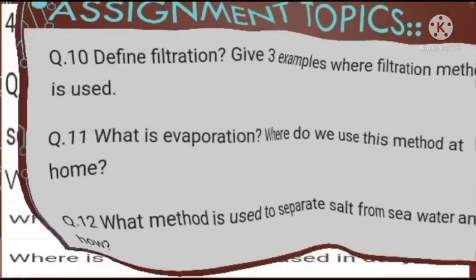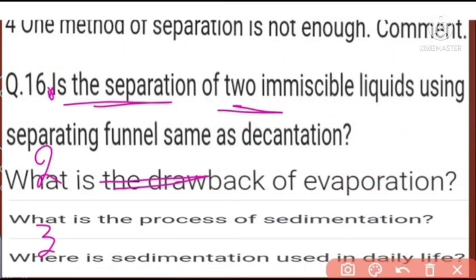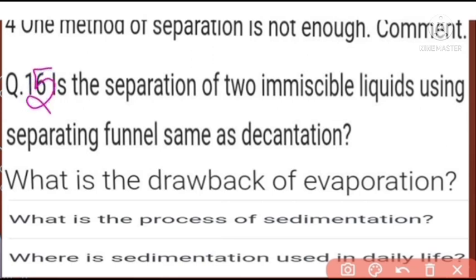Fourth question, one method of separation is not enough, comment. Fifth question, is the separation of two immiscible liquids using the separating funnel the same as decantation? Sixth question, what is the drawback of the evaporation method? The evaporation method is not used for a mixture which decomposes, so that is the answer for this question.